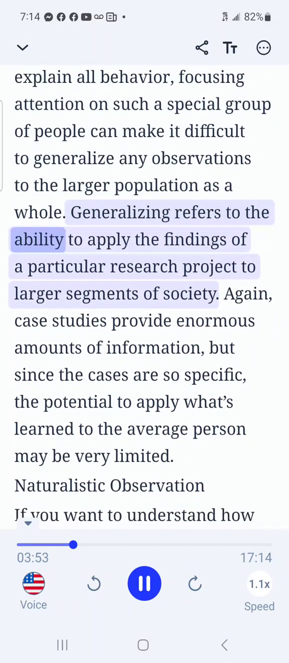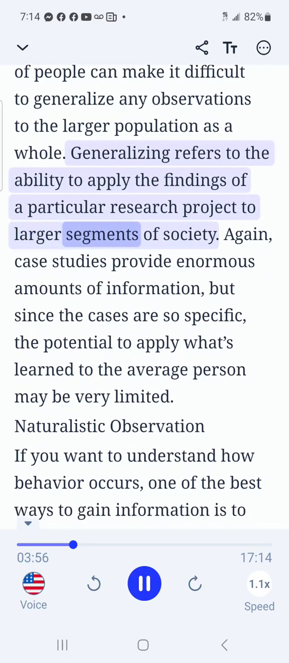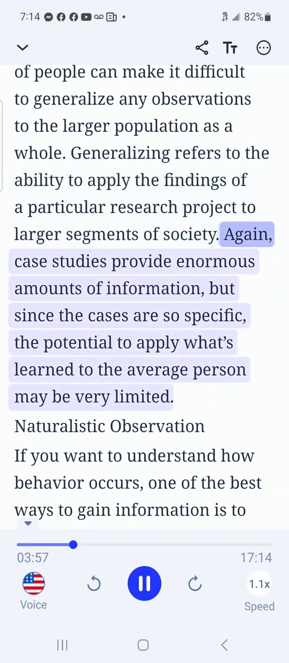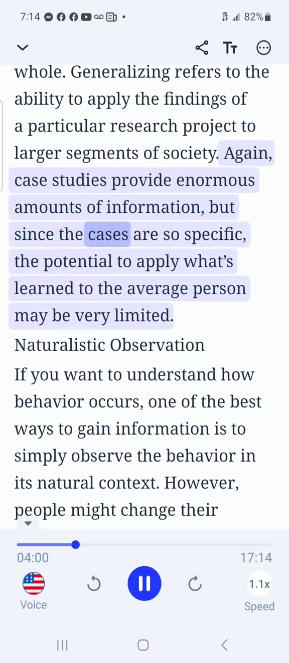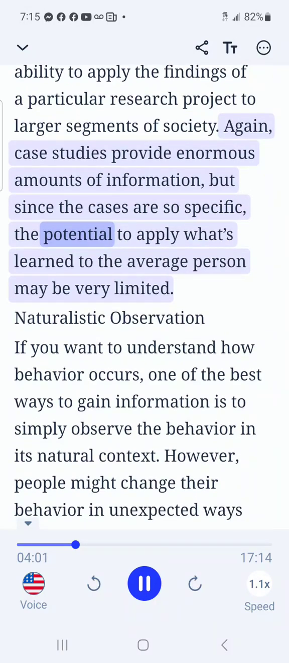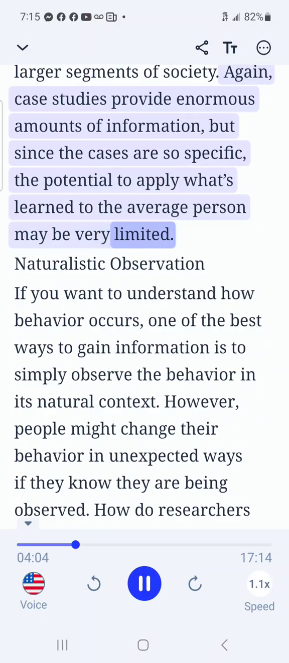Generalizing refers to the ability to apply the findings of a particular research project to larger segments of society. Again, case studies provide enormous amounts of information, but since the cases are so specific, the potential to apply what's learned to the average person may be very limited.